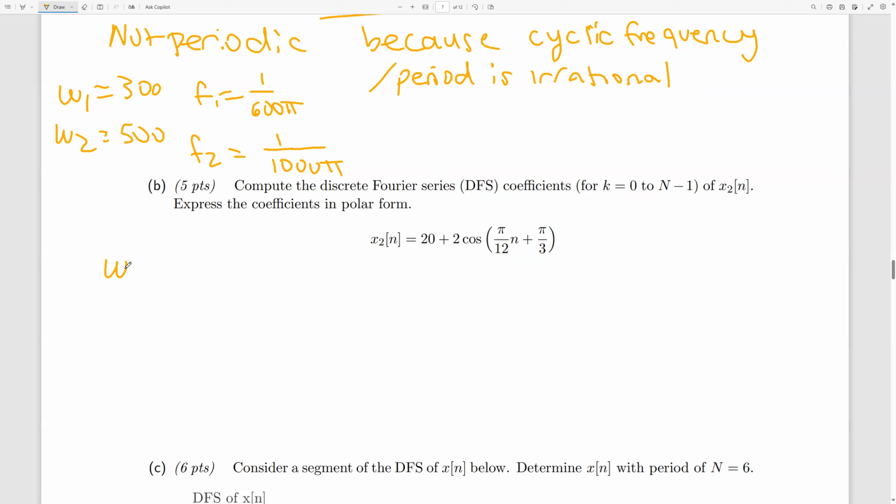So I'm going to say omega naught obviously is pi over 12. And F naught equals 1 over 24, because pi over 12 divided by 2 pi is 1 over 24. That tells you the total period is going to be 24. Because I have a DC term and A naught equals 20, I also know that my first coefficient coming from the cosine is A sub 1 equals e to the j pi over 3.